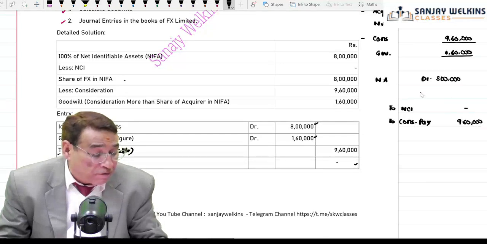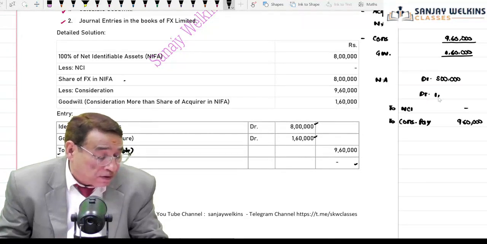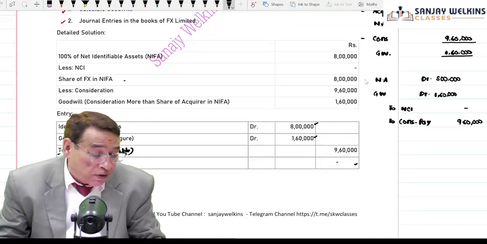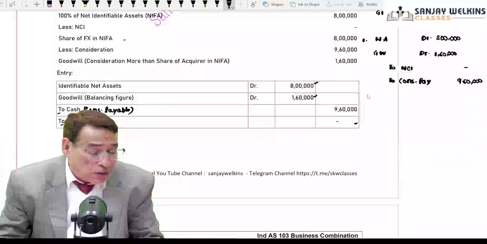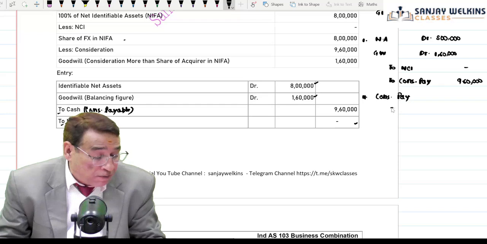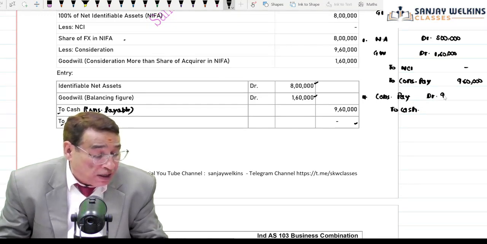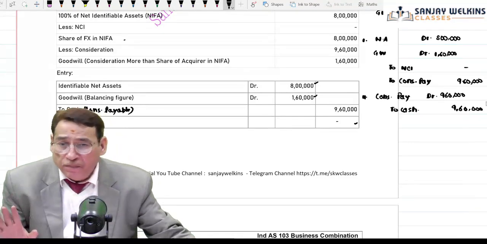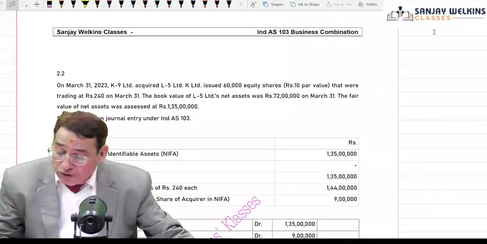9,60,000. Now you take the difference. The difference is equal to 1,60,000. This will be your goodwill. Is it clear to you? And it is always better to supplement the entry with this also. Consideration payable account debit to cash account, because nothing is mentioned in the question. So you are presuming that consideration is being paid through cash. 9,60,000, 9,60,000. This is how you need to pass the entry. Is it clear to you or not? Clear? Now we move over to question number 2.2.